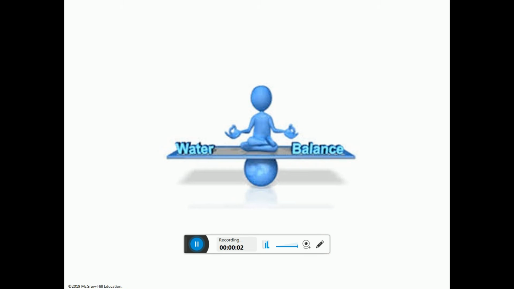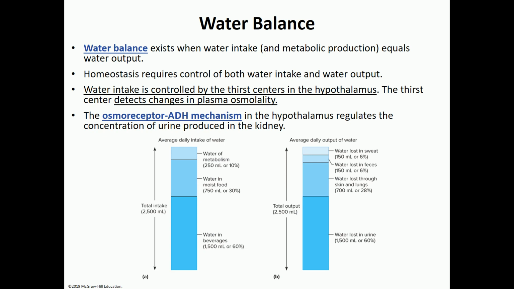Now here we'll discuss not just water balance, we're actually going to also include electrolyte balance. And the concept of balance means that you want the amount of intake to be equal to the amount of loss. So water balance exists when the amount of water that we take in is equal to the amount of water that leaves the body. So water intake is equal to water output.